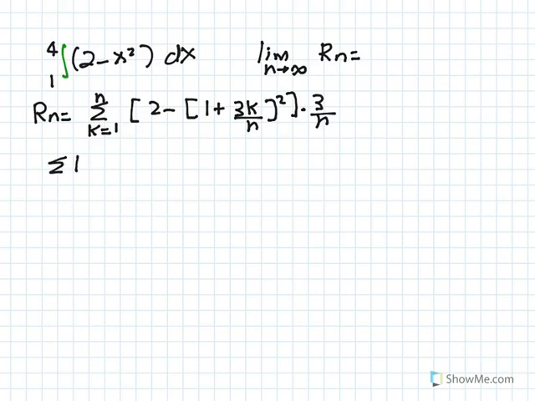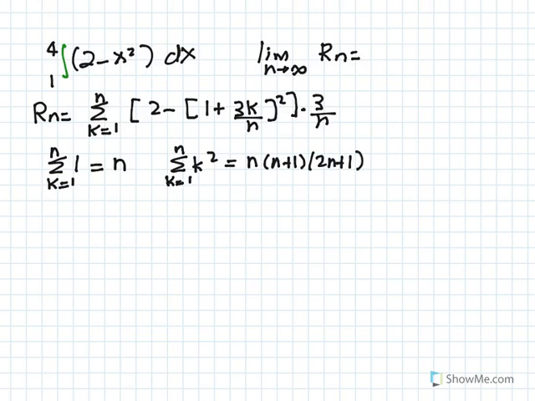So we know that the summation of 1, k goes from 1 to n, is equal to n. The summation of k squared, k goes from 1 to n, is equal to n times (n plus 1) times (2n plus 1) divided by 6. And the summation of k, k goes from 1 to n, is equal to n times (n plus 1) divided by 2.